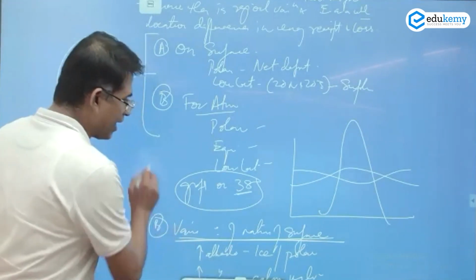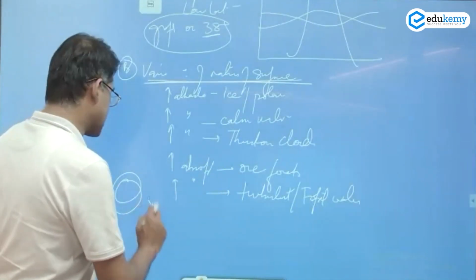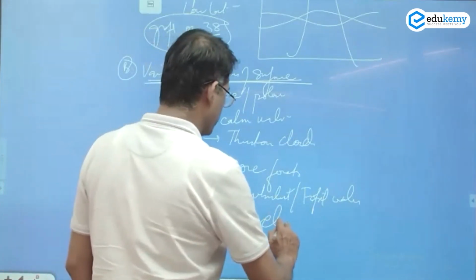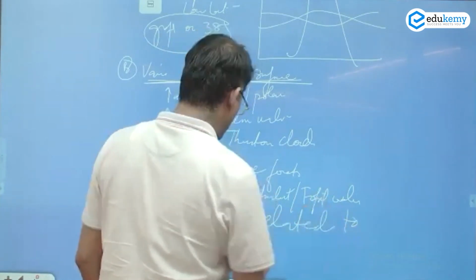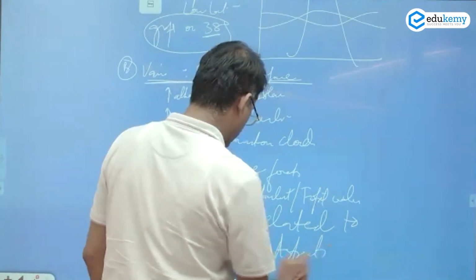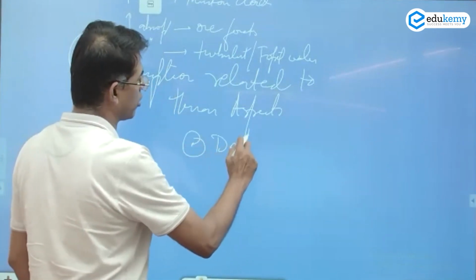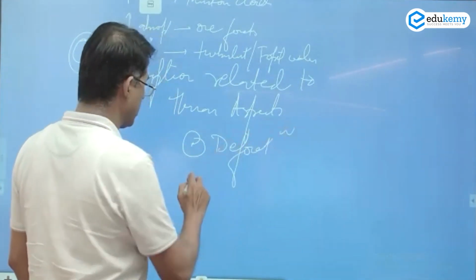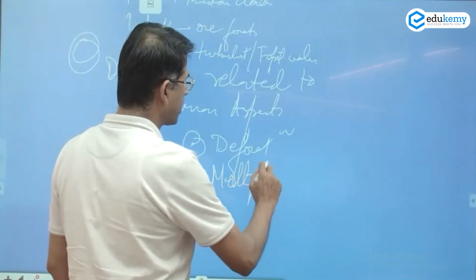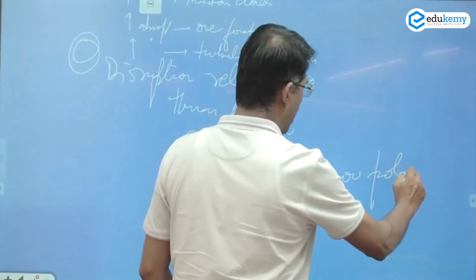And then you can add a third aspect, how there are disruptions related to human aspects. Human aspects, there are 4 reasons. One is disruptions because of the deforestation, disruptions because of melting ice and snow, particularly in the polar regions.